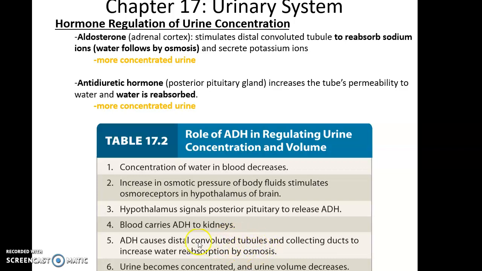Again, normally this doesn't happen in the distal convoluted tubule or collecting duct, but antidiuretic hormone causes water to be reabsorbed, returned to the bloodstream, causing very concentrated urine. And this helps to slow down the loss of water and to try to keep the blood volume up. It doesn't raise the blood pressure or blood volume, it's just trying to prevent it from going down significantly.